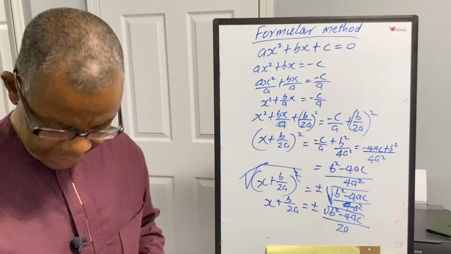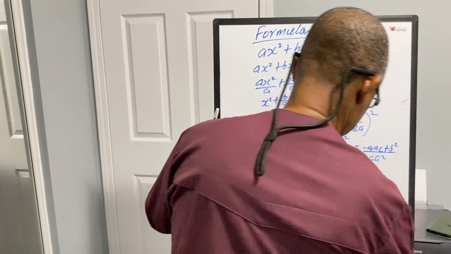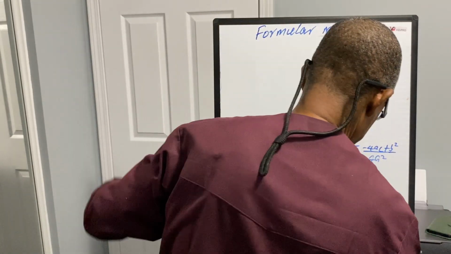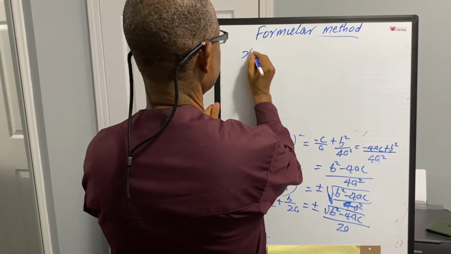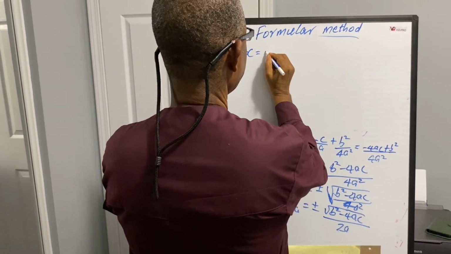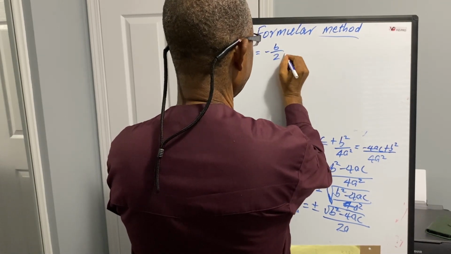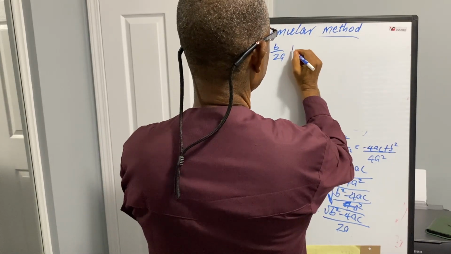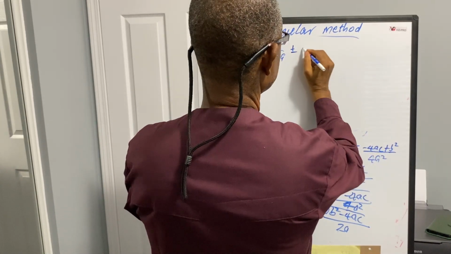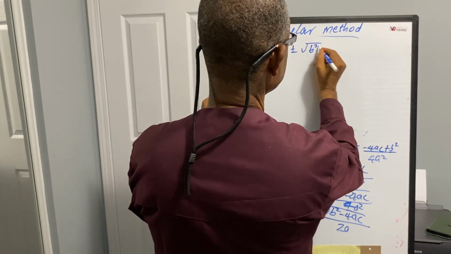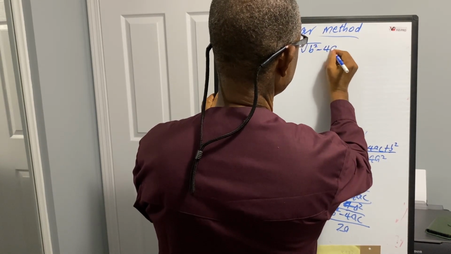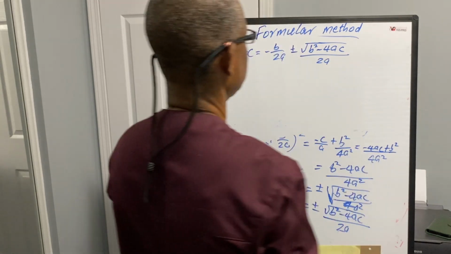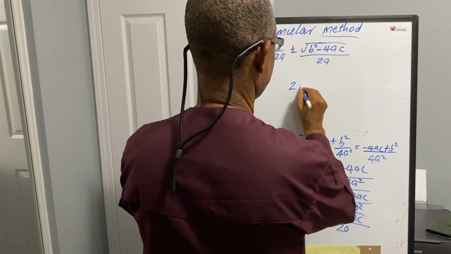Now we collect like terms. In collecting like terms, we have x equals minus b over 2a. The positive b over 2a crossing becomes negative, plus or minus the square root of b squared minus 4ac all over 2a. The LCM is 2a.